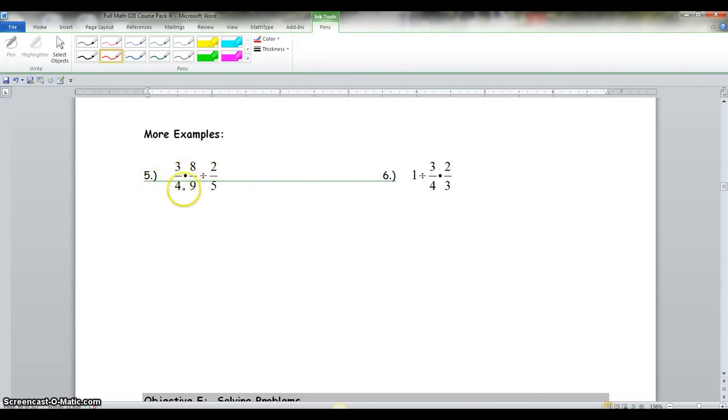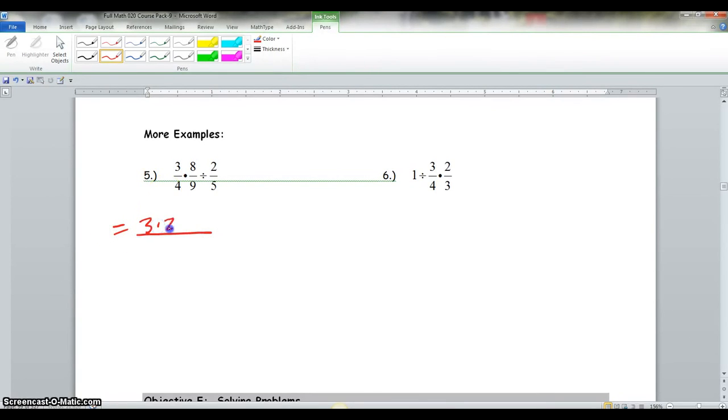Number 5, we have 3/4 times 8/9 divided by 2/5. The first thing we need to do is the order of operations. The order of operations dictates that because division and multiplication have the same rank, we do what comes first from left to right. So we would do the multiplication. So let's first simplify this out.